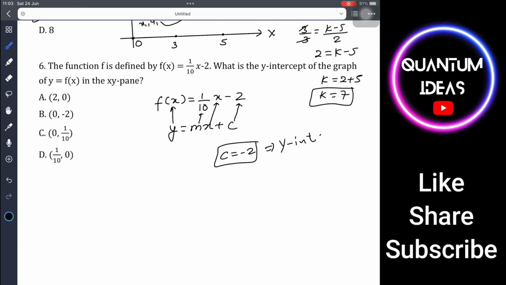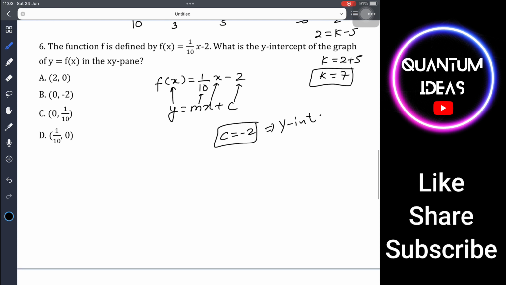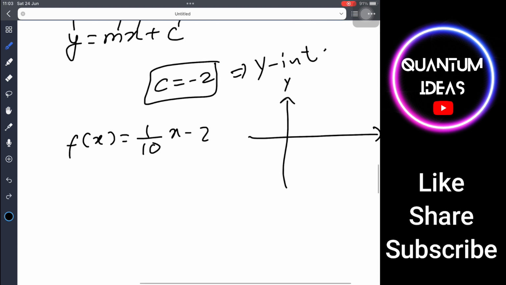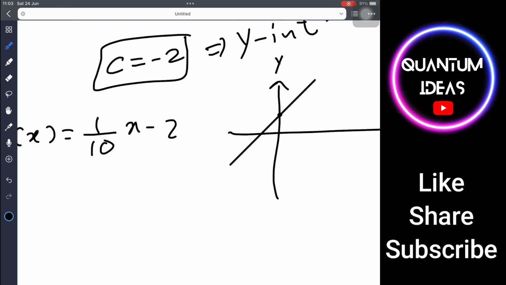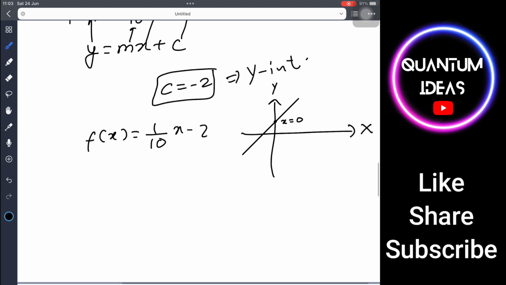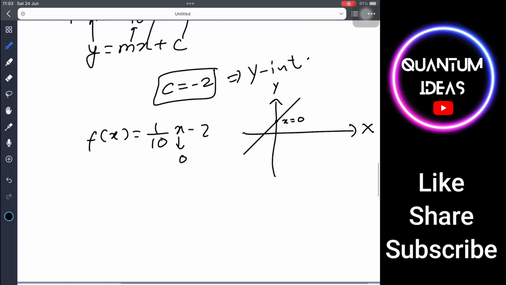And then, you can also find it this way. We have been given f(x) equals 1 by 10 x minus 2. Let's say we have a graph, right? This is the y-axis and x-axis. So we have to find the y-intercept, meaning this point. Let me make it a little clearer. So let's say this is the point of the y-intercept, right? At the y-axis the value of x is what? 0, right? If I plug in the value of x as 0, I also get the y-intercept, that is f(x) will be equal to minus 2.